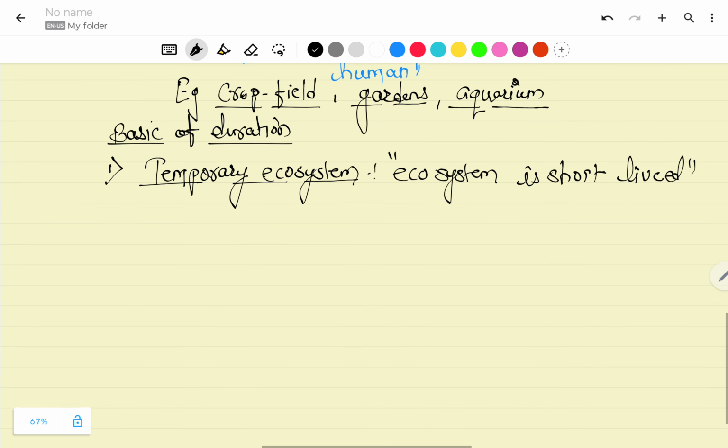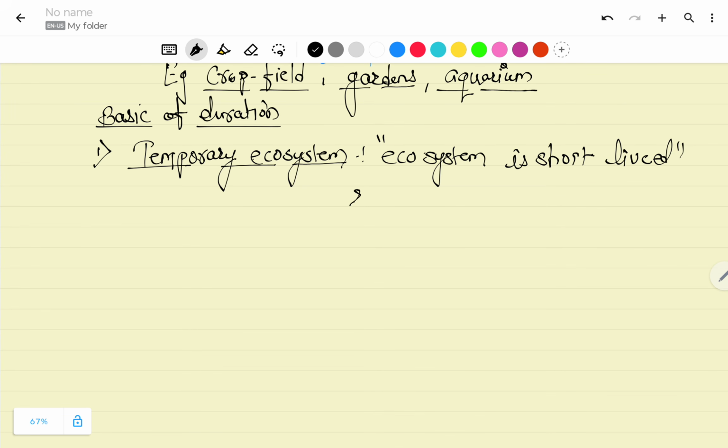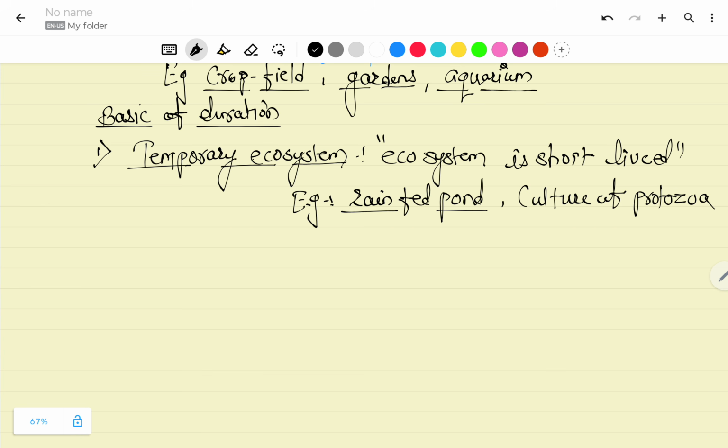What is an example of a short-life ecosystem? Example: rain-fed pond. A rain-fed pond is an example of a temporary ecosystem. The next example of a temporary ecosystem is the culture of protozoa. So this is the temporary ecosystem.